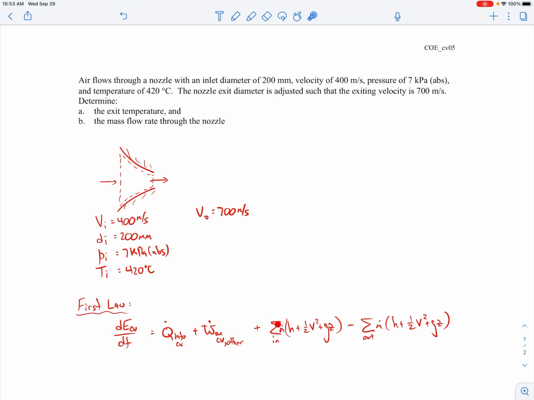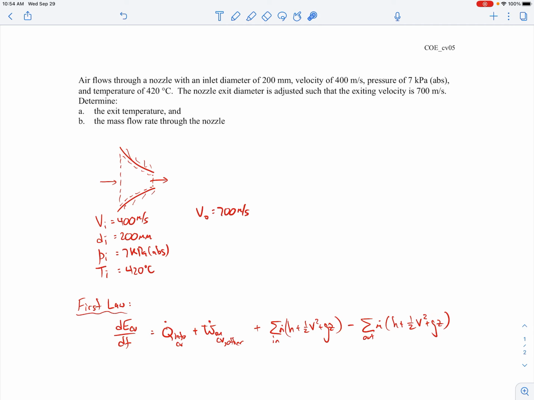Here we have the flow of specific total enthalpy coming into the control volume, crossing the control volume surface here. The total enthalpy, remember, is just the enthalpy plus kinetic energy plus potential energy. So this is the specific total enthalpy. And then we subtract out the total enthalpy leaving the control volume through the outlets, which would be right there.